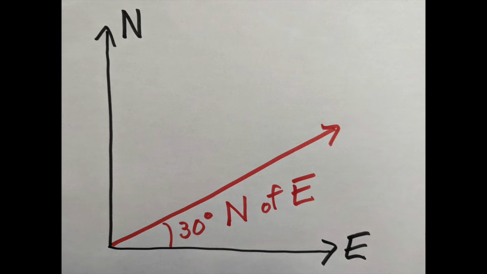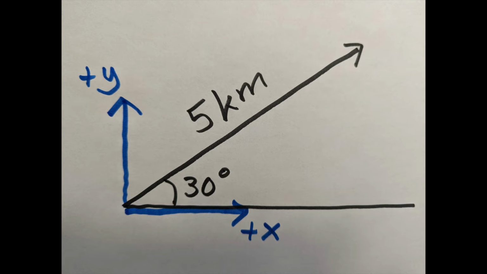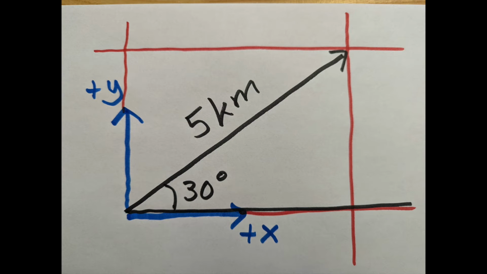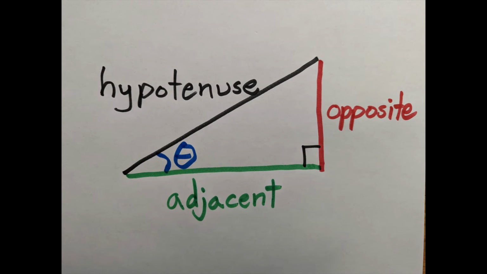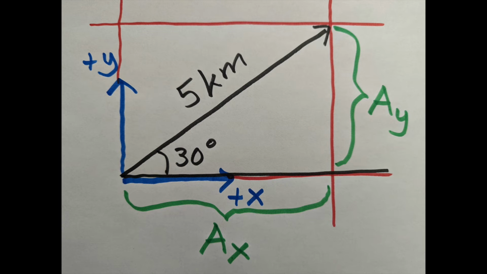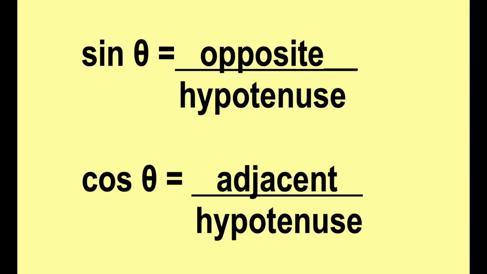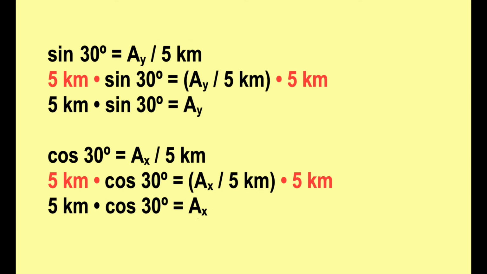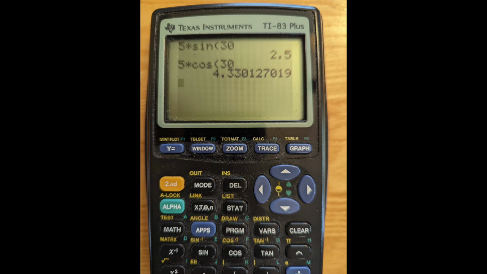Draw the first vector. Draw the axes. Draw parallel lines at the head to make a box. Choose the bottom triangle and the angle. Name the components, the sides. Write SOHCAHTOA. Fill the equations in. Solve them, and calculate the components.